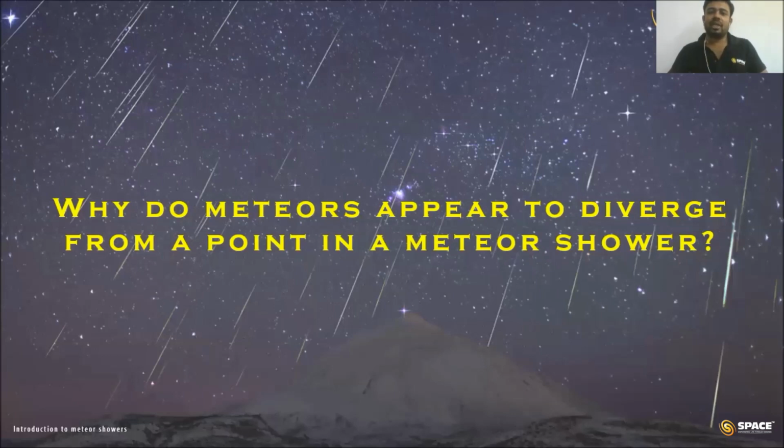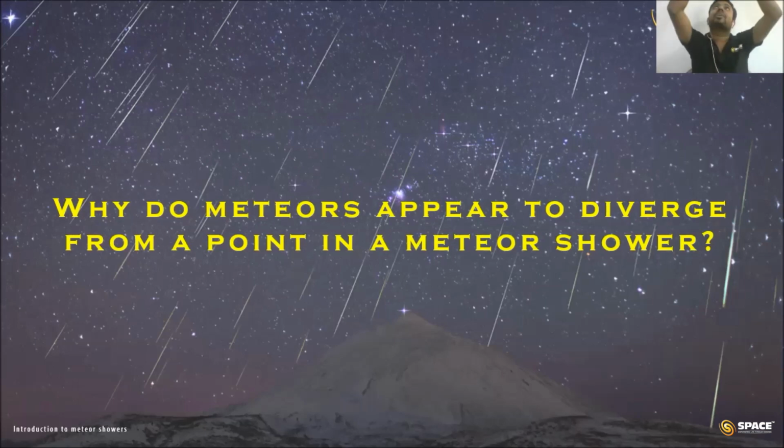Why do meteors appear to diverge from a point in a meteor shower? A meteor on its own you can see randomly, but when we say meteor shower, it appears to be diverging or coming from a single point. Why? If you notice, when it is raining, if you see through the window, the raindrops will appear straight. But when you go out and look up at the rain, by putting your head up in the sky, you can see the rain is coming from a single point, diverging.